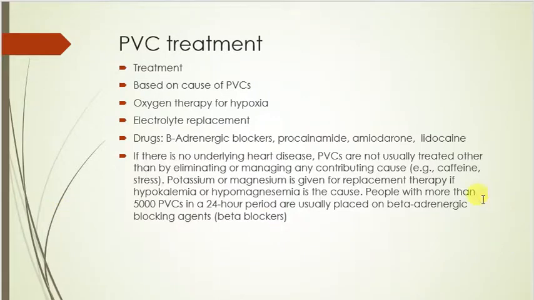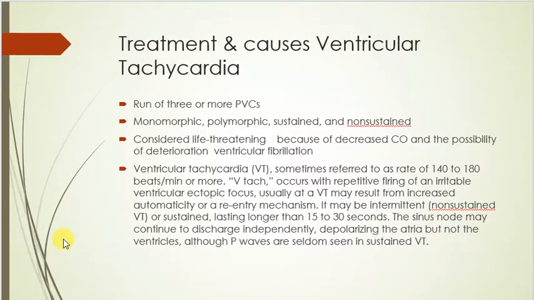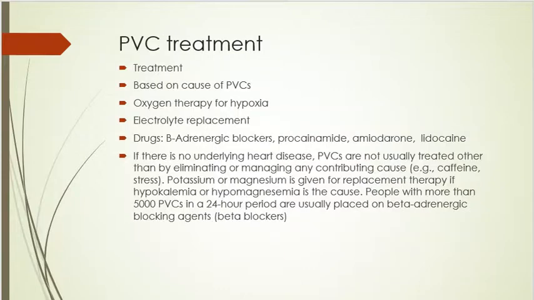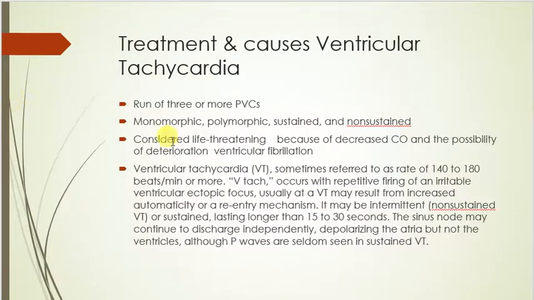And if you're looking at more than 5,000 PVCs in 24 hours, that is what they had in the book. They usually put them on a beta blocker, but anything under that, you're not going to see much treatment unless they become very symptomatic.